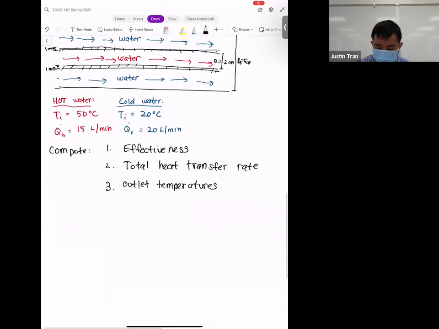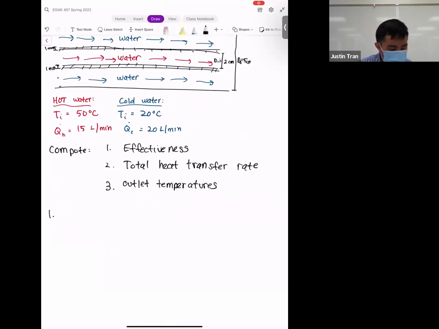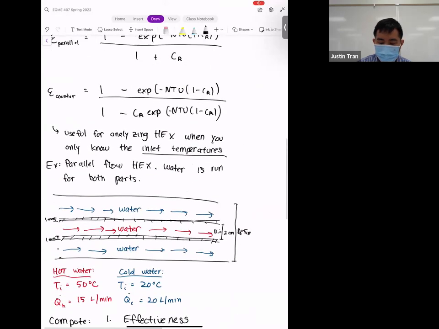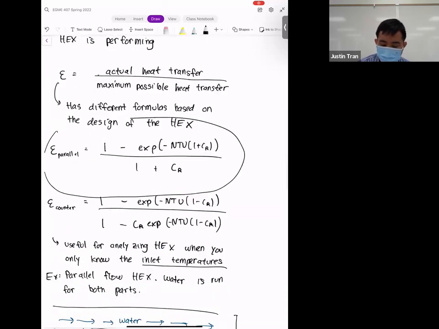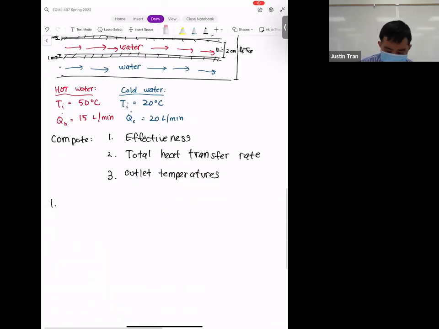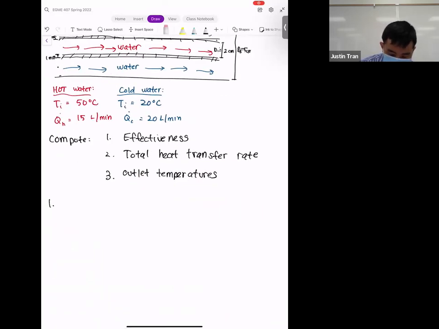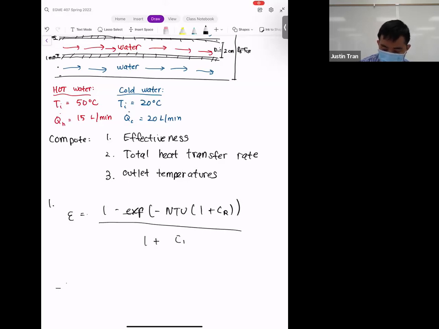And so first thing, we have the effectiveness. And so since we know this is a parallel flow heat exchanger, we're simply going to use this formula up here. Okay. And so the effectiveness for this heat exchanger is going to be 1 minus exponential of minus NTU times (1 plus C_R), all divided by 1 plus C_R.